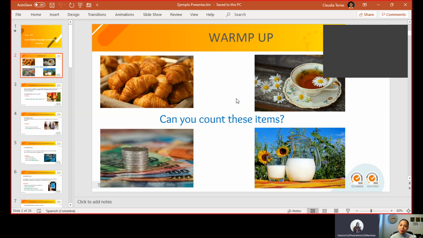Do I have to say some countable nouns? Yeah, countable nouns, please. It could be people. Yeah, you can count people. Yes, people. That's right.